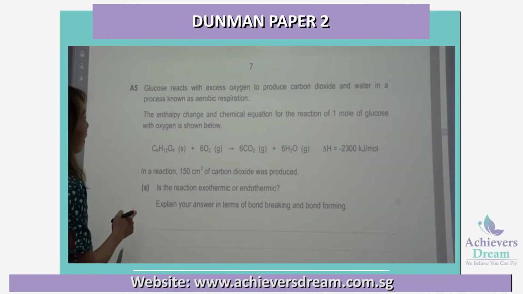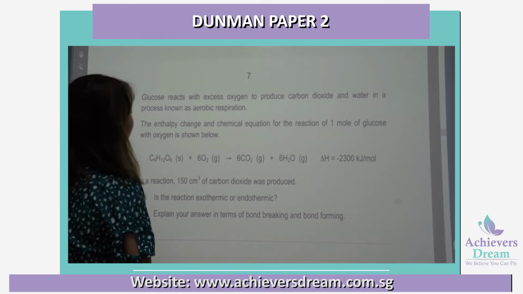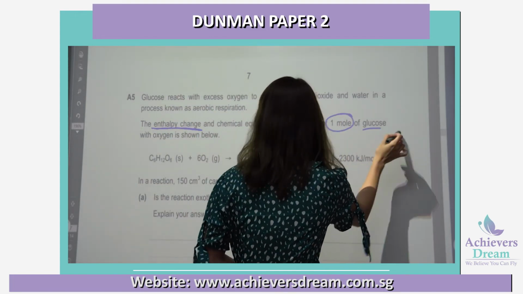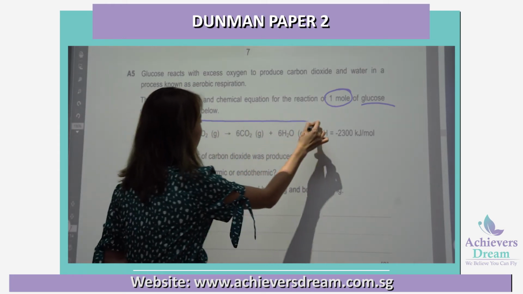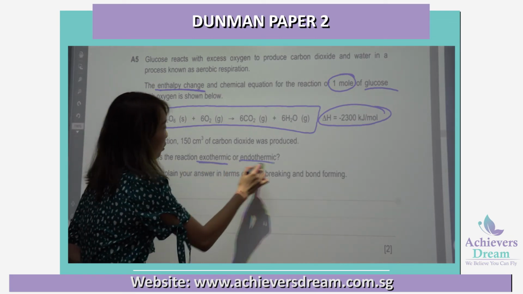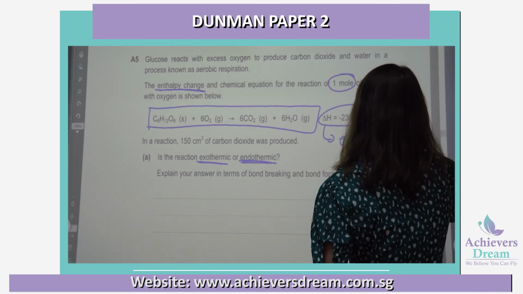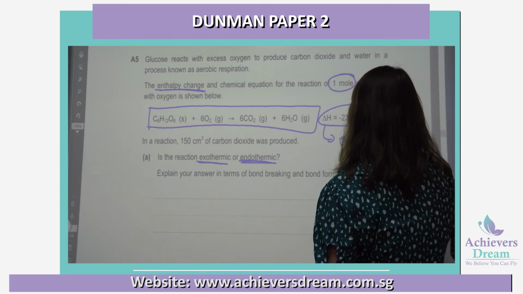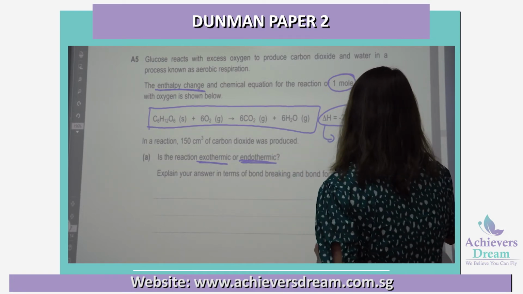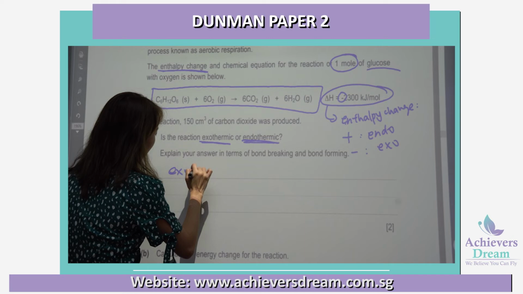Okay, for question A5, glucose reacts with excess oxygen to produce carbon dioxide and water in a process known as aerobic respiration. They show you the enthalpy change and chemical equation for the reaction of 1 mole of glucose with oxygen. So this is the chemical equation, and I also have the enthalpy change. So part A, is the reaction exothermic or endothermic? How do I determine? I look at the sign of the enthalpy change, delta H. If it is positive, it is endothermic. If it is negative, it is exothermic. In this case, it is a negative sign, so it is an exothermic reaction.